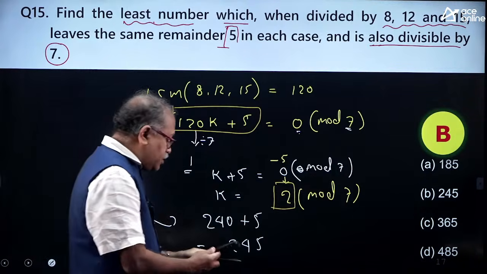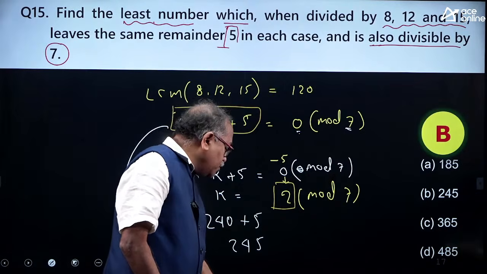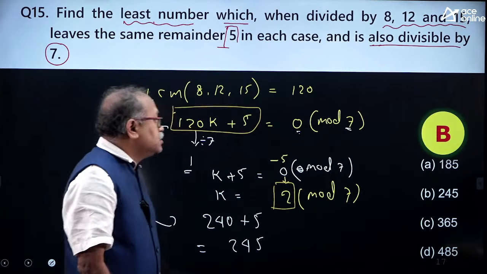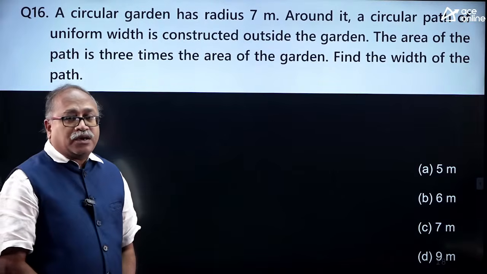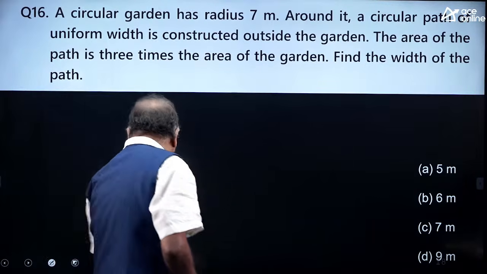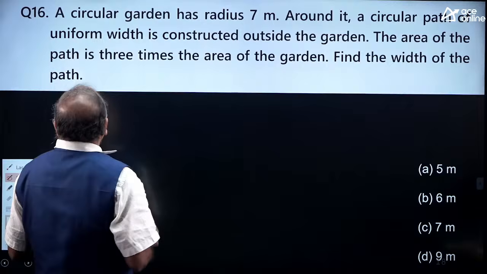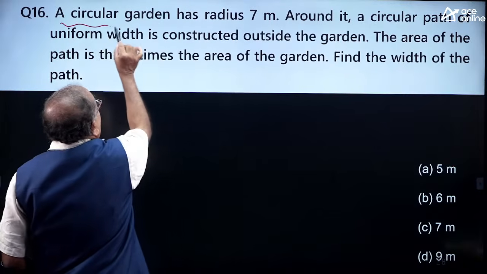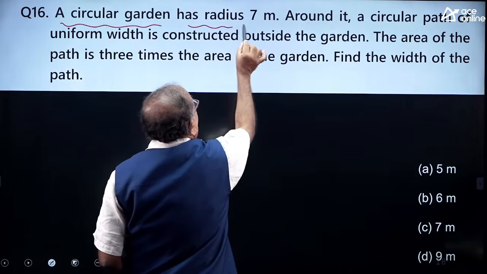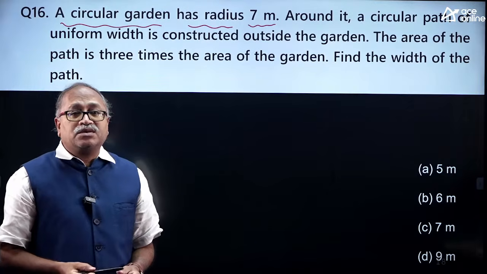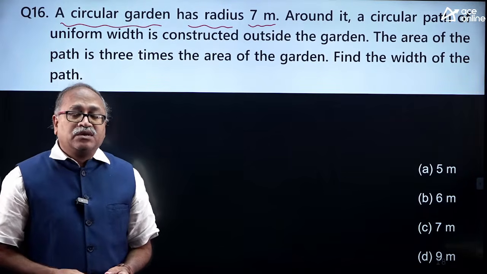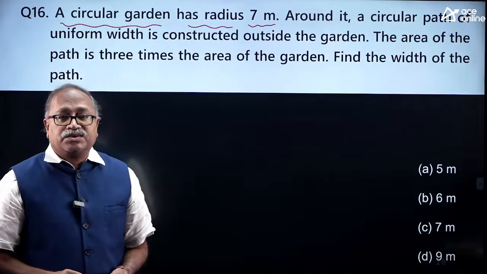I am moving on to the next question, and your next question is this: geometry, mensuration. Okay. A circular garden has a radius of 7 meters. There are two things that will happen. Either you will answer the question, which means it is a revision, or you will learn how to answer this question.